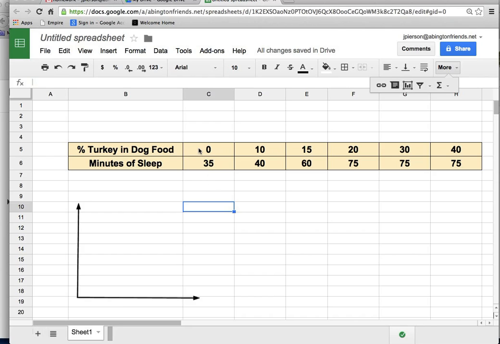If you went back to the data, at 0% turkey, it was 35 minutes. At 15% or whatever I put in there, or 10, it was up to 40. At 20, it was at 75, and so it just kind of stayed up there. So that's a pretty good chart right there. If I was to insert it, there's my graph, and it does kind of mimic the data, hopefully, which again, at 0, it's 35, and it levels off at 75, 75, and there's 40, so that works.